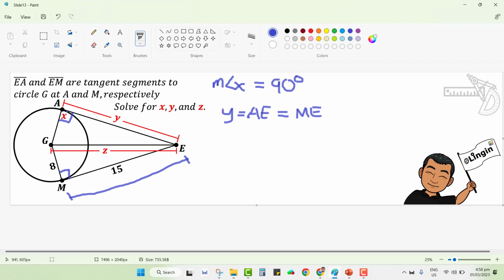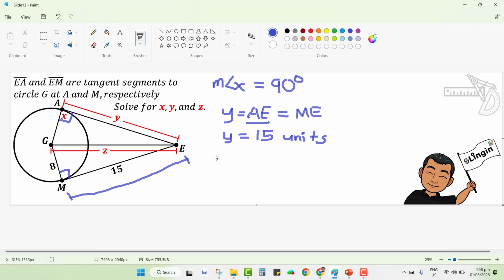So since both tangent segments originated from the same exterior point, the measurement of y, which is AE, is also equal to the measurement of ME, which is 15. In short, y is just simply 15 units. That's the value of y.